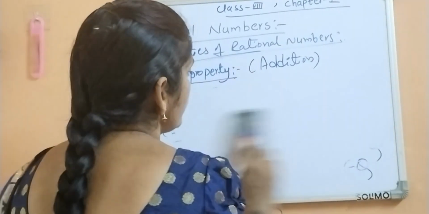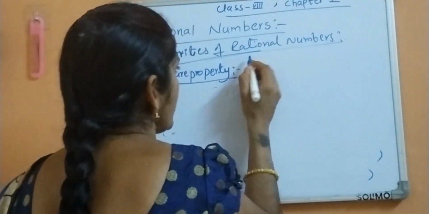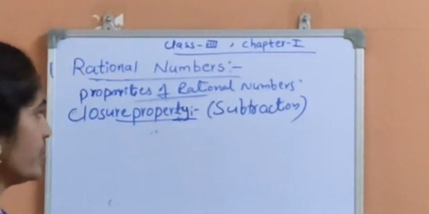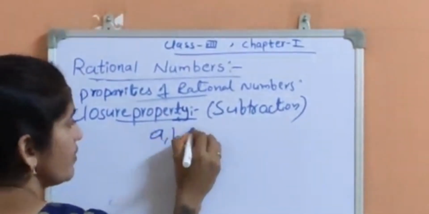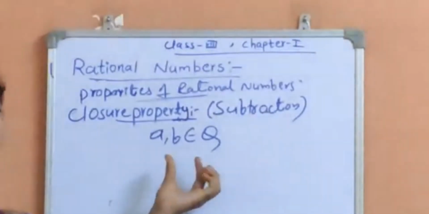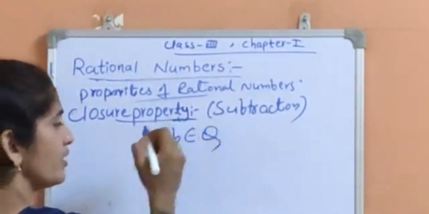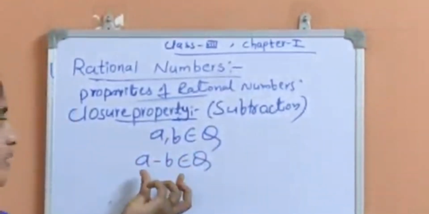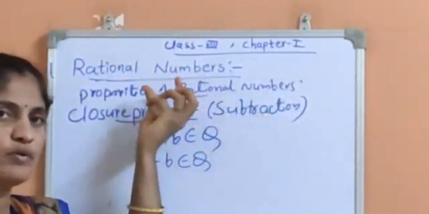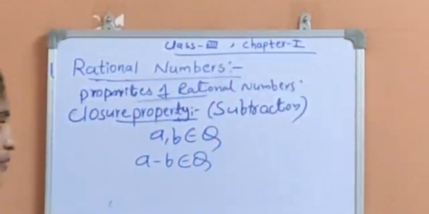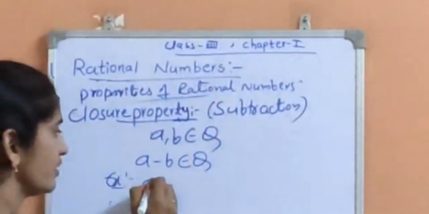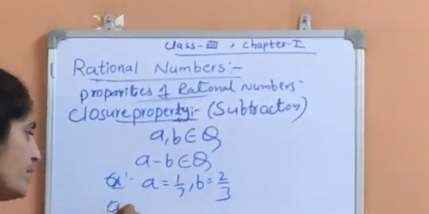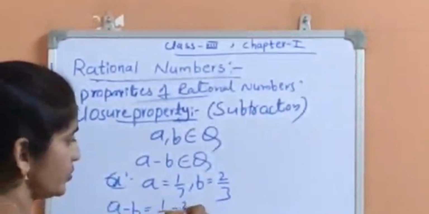Okay. Now we are going to check closure property under subtraction in the rational number system. If a, b belong to Q, we check whether a minus b belongs to Q or not. If a minus b belongs to Q, then we can generalize that closure property under subtraction is possible in rational number system. As usual, I am going to take a equal to 1 by 7, b equal to 2 by 3. I check a minus b, 1 by 7 minus 2 by 3.